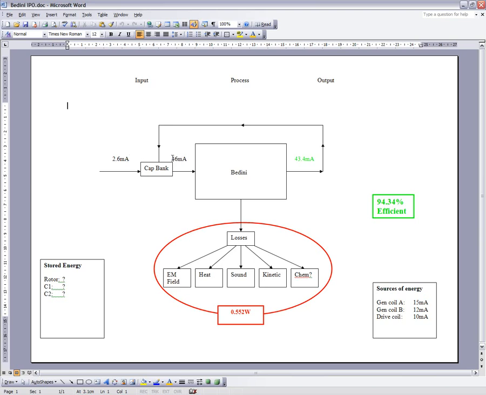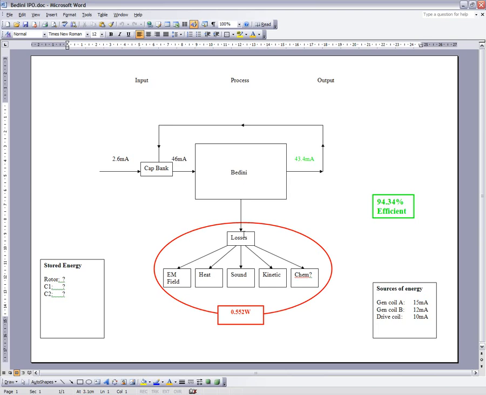Now I also know, by sticking the same multimeter between the cat bank and the Bedini, that it's actually drawing about 46 milliamps before it tries to recover anything. And of course you've got the Bedini itself. Now, we know the laws of physics state that energy cannot be created or destroyed, so we have a system that we can easily map here.